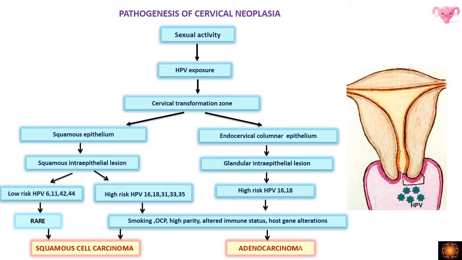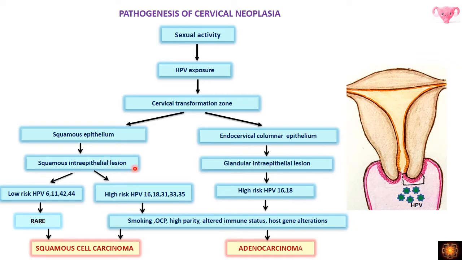So coming to how the infection of the HPV occurs, during sexual activity, the HPV exposure occurs to this transformation zone. So we have a squamous epithelium and adjacent we have a squamocolumnar junction. The HPV exposure occurs to this squamous epithelium as well as the endocervical columnar epithelium also. So when the squamous epithelium is affected by this HPV, we have squamous intraepithelial lesion.